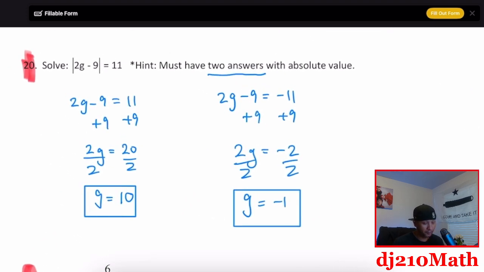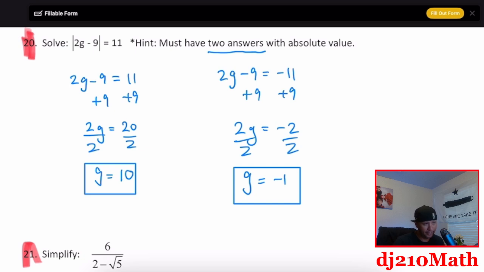So again, absolute value, you're going to change the answer to a negative for one of them, right? Drop the absolute value bars, leave it positive, and then drop the absolute value bars and change the answer to negative. And then just solve for g. You get two answers. If you want, you can plug them back in and check it.